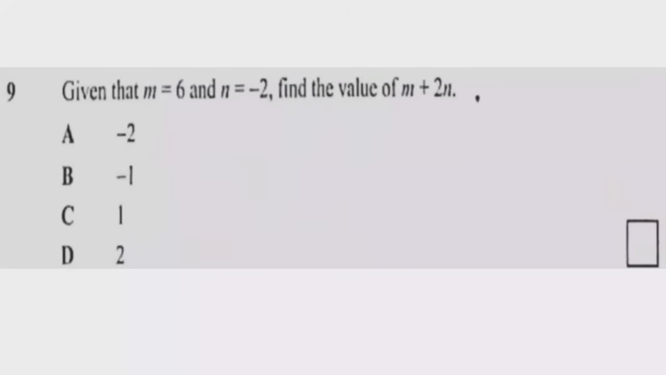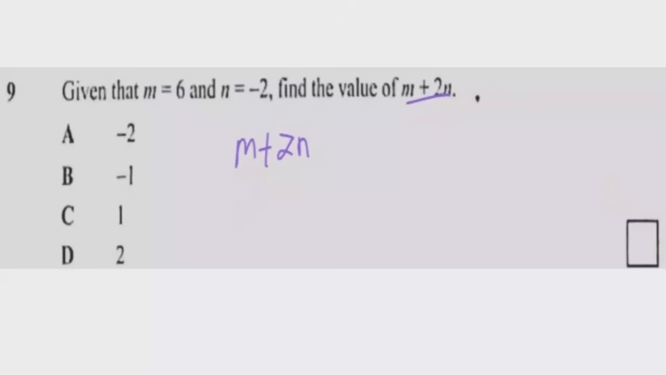We come to question 9, which is: given that m is equal to 6 and n is equal to negative 2, find the value of m plus 2n. We are going to write the expression that is given, which will help us get the actual answer. So we have m plus 2n. Now we replace the variables by their numerical values.